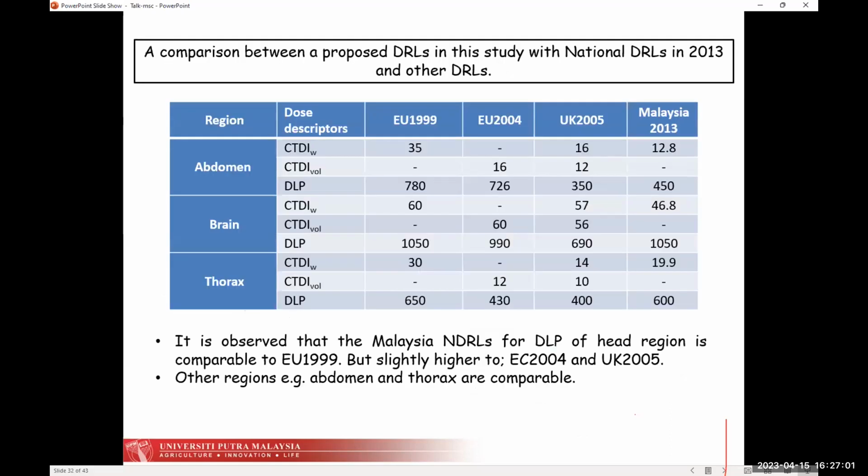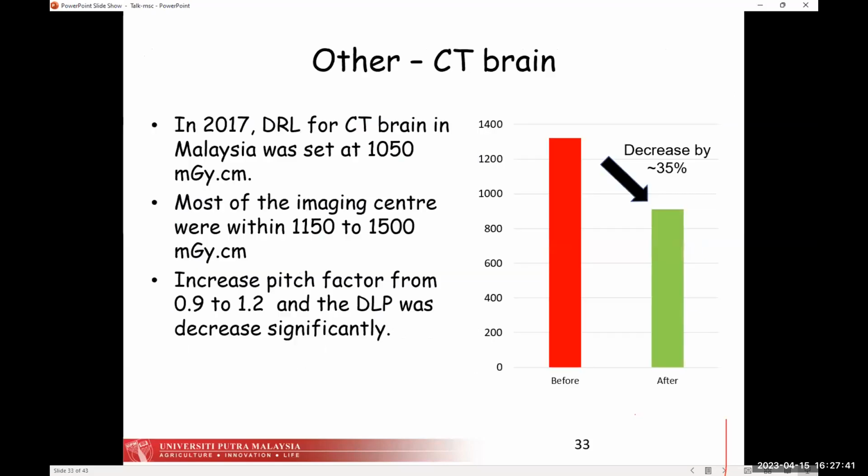So this is a comparison of the Malaysia national DRLs, which were established in 2013. As observed, the Malaysian DRLs focus on the dose length product. They focus on the same quantity, and it is comparable to the EU in 1999, but slightly higher than EU 2004 and UK 2005. And we could say that for the other regions, especially abdomen and thorax, the values of those descriptors are comparable.